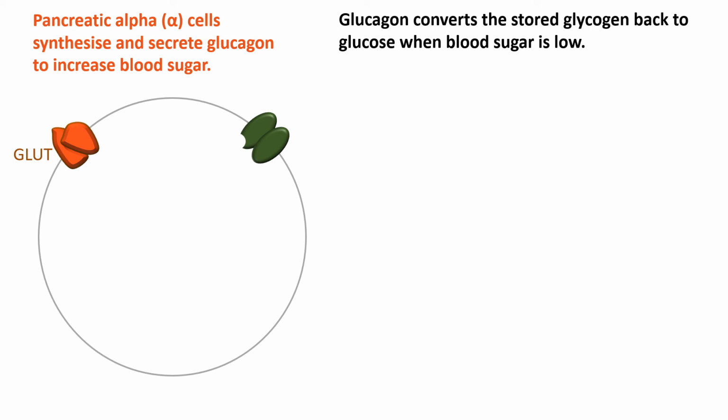So glucagon, when it's released, converts the stored glycogen, the insulin stored away, all those little glucose molecules stuck together. Glucagon converts that glycogen back to glucose, and it does this when blood sugar is low. So when we're between meals or whatever, it gives us an alternative supply of glucose if we're not ingesting any.